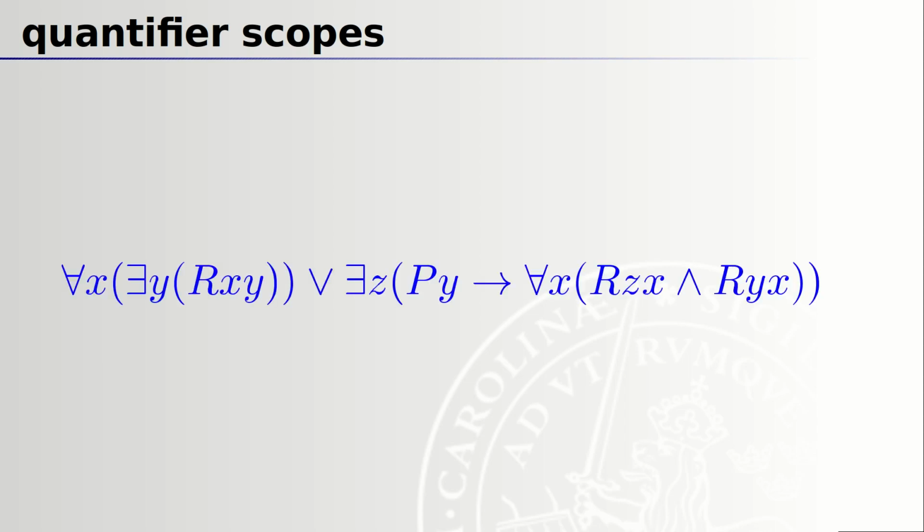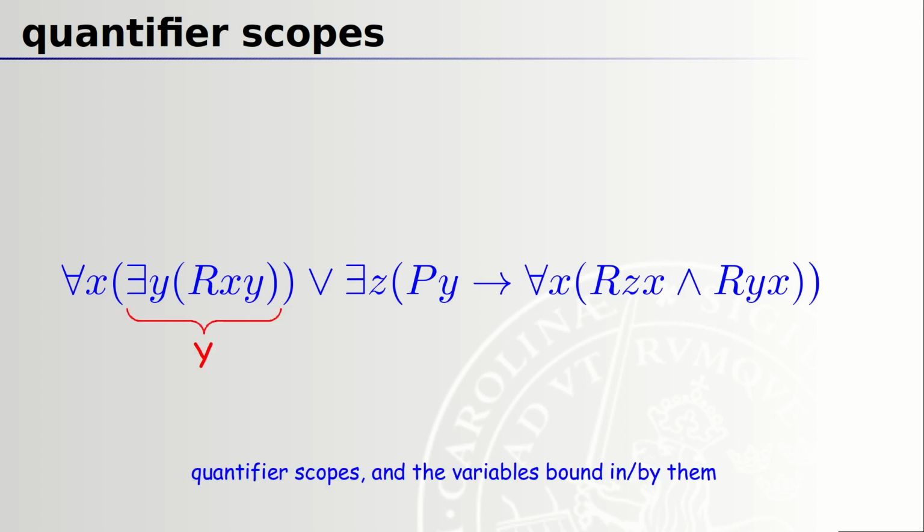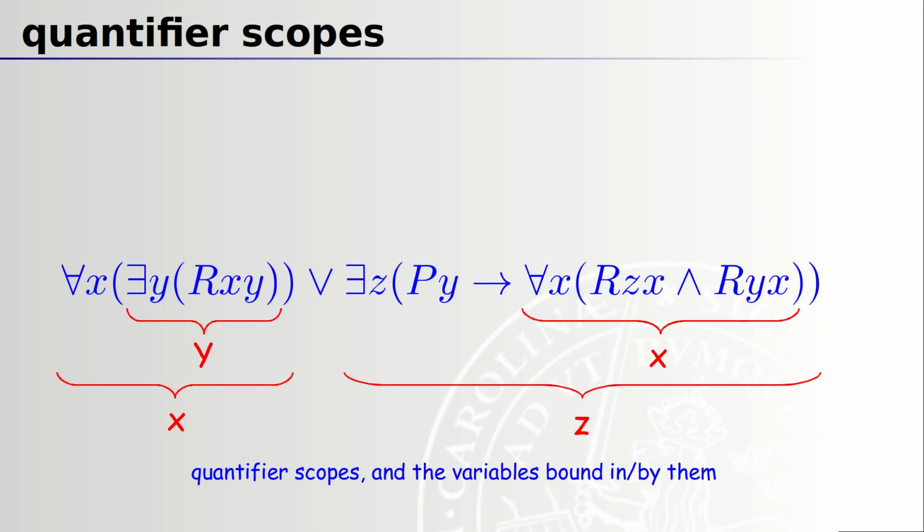For example, this is the scope of the y bound by the existential quantifier. This is the scope of the universally quantified x. This is that of another universally quantified x, and this that of an existentially quantified z.